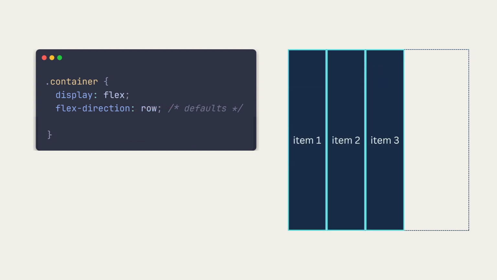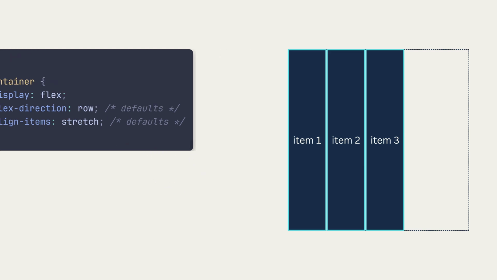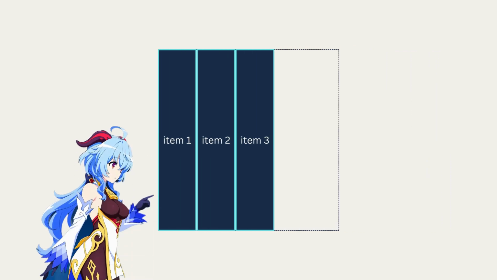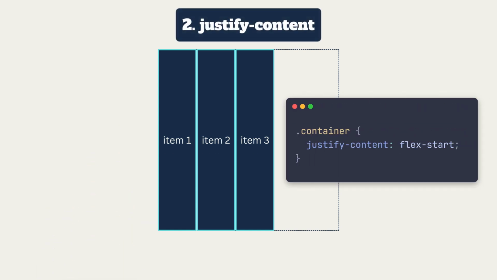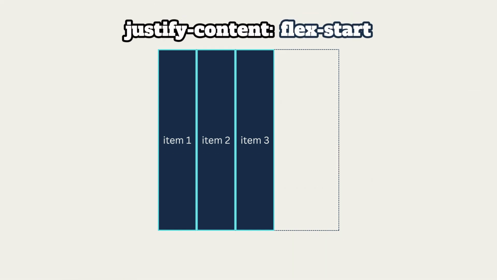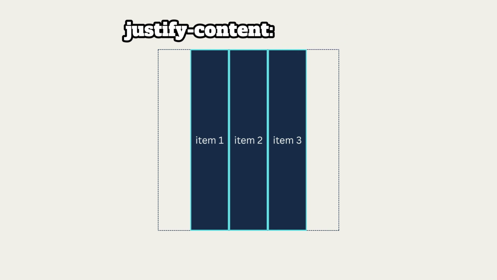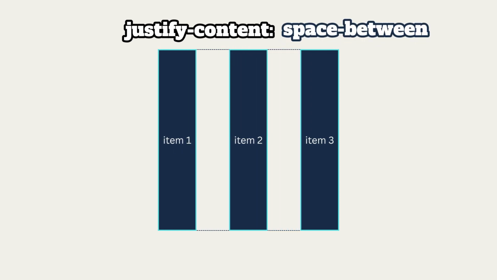Second, the items take the whole height of their container. This happens because align items is set to stretch by default. You will learn what that means very soon. Right now, the items are placed at the start of the container. Use justify content to control the placement of the items. The default value is flex start. You can center them, move them to the end, or distribute them evenly, etc.